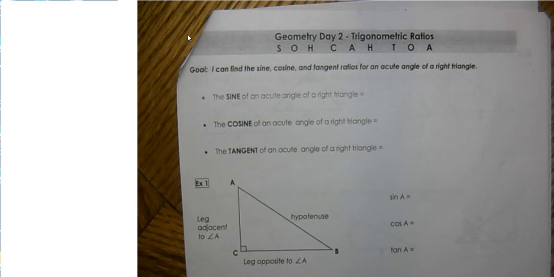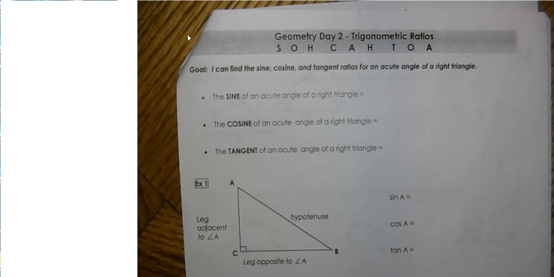For today's lesson, we are going to learn more about trigonometric ratios. More specifically, we're going to learn about a thing called SOHCAHTOA. SOHCAHTOA is an acronym that we use to help us remember all of the ratios for sine, cosine, and tangent. Our learning targets for today are for you to be able to say, I can find the sine, cosine, and tangent ratios for an acute angle of a right triangle.